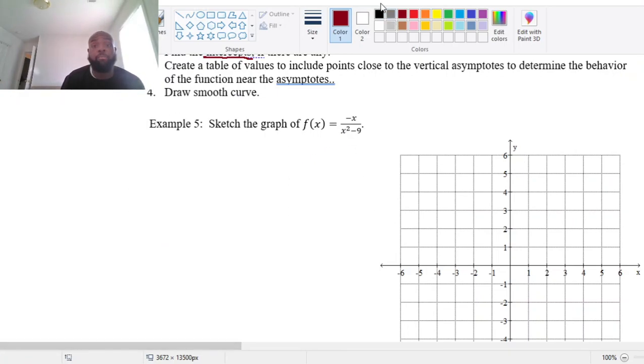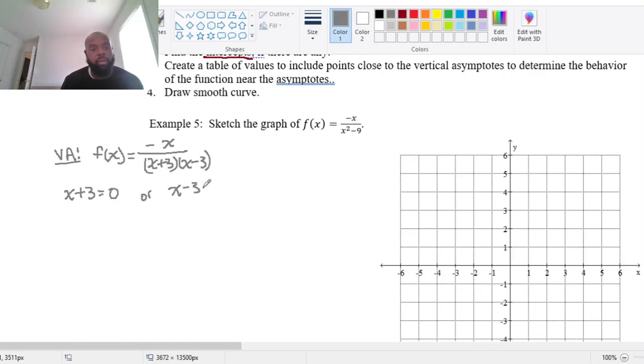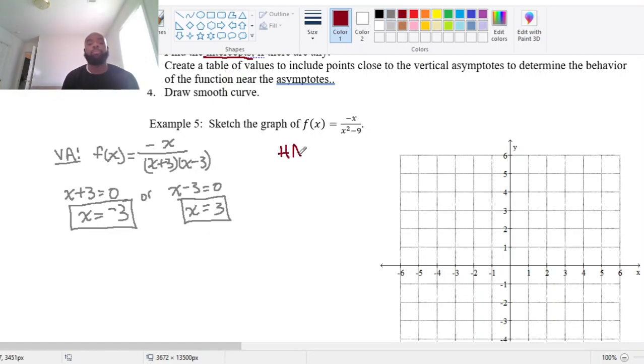I'm going to start by finding all of my asymptotes. So I'm going to start with my vertical asymptote, right? What I want to do is factor everything completely. Notice here that nothing cancels. And so to find my vertical asymptote, I set all of my denominators that didn't cancel, which is both factors, equal to 0 and solve for x. I get x equals negative 3 and x equals 3. These are lines, folks. And so the line x equals negative 3 and the line x equals 3 would be considered my vertical asymptotes. All right. Now I'm going to find my horizontal asymptote.